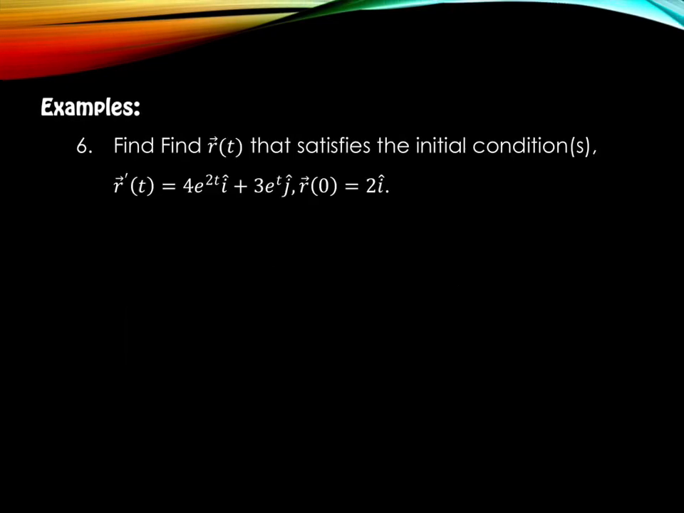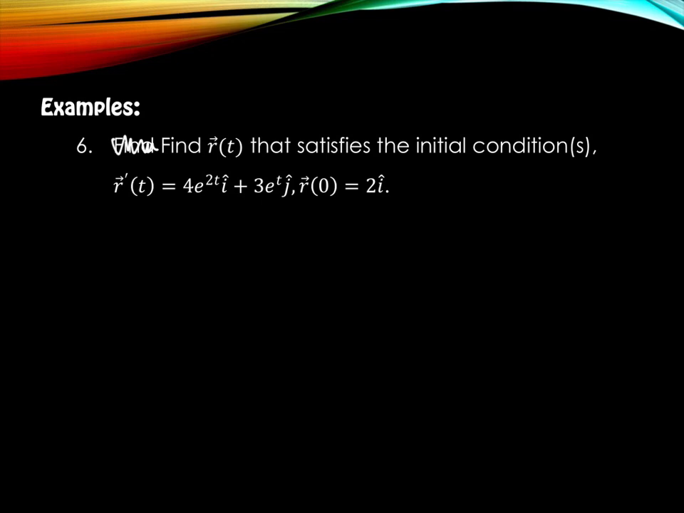All right, number 6. Find, I don't know why that's listed there twice. I should probably edit that slide. Find r of t that satisfies the initial conditions. So again, this goes back to things we've done in Calc 1 and Calc 2. We have the C, the vector C or the C1, C2, C3, whatever. We have them showing up.